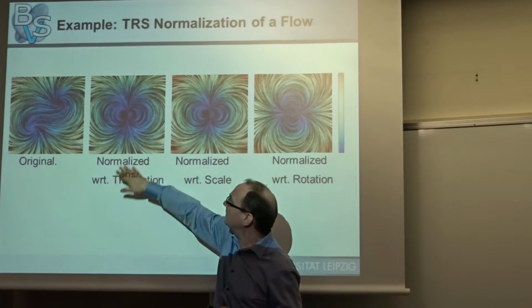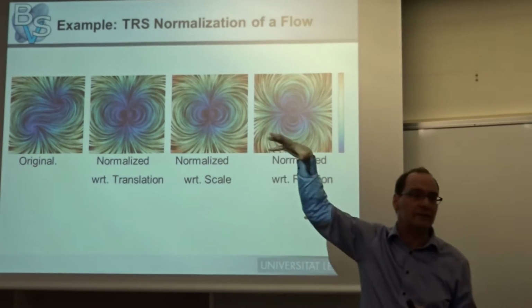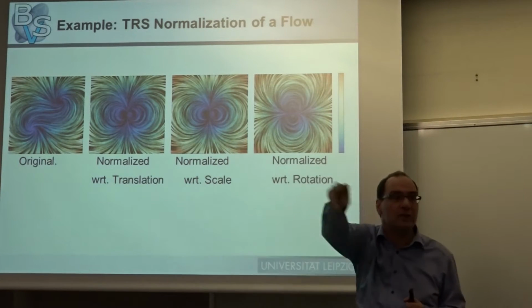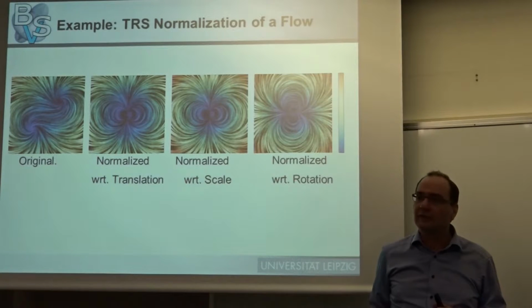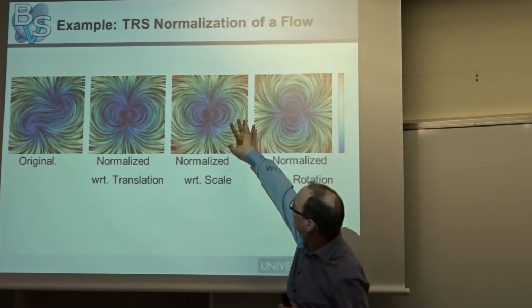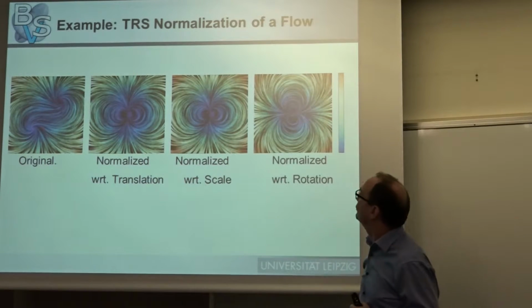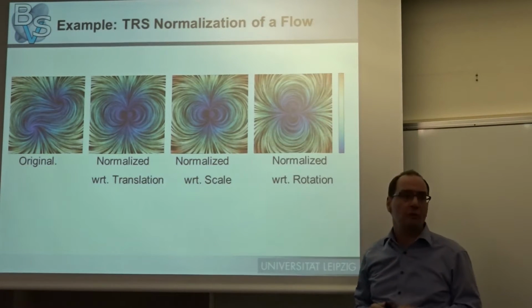Translation here means outer translation, so we look at just the vector field. Of course, we look at all positions, which would be the inner translation. You can normalize with respect to scale, basically just changing the norms, and then I can also rotate it.